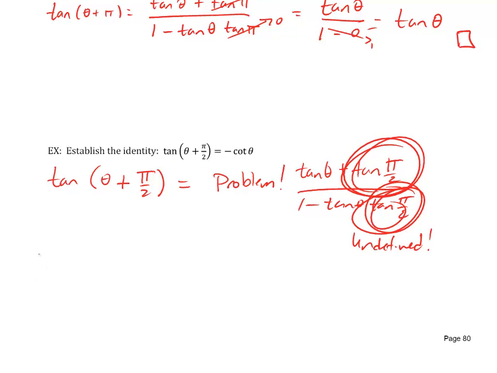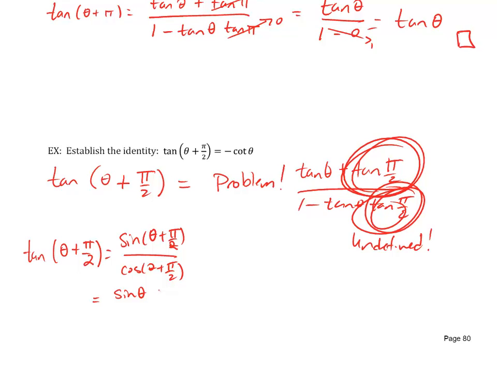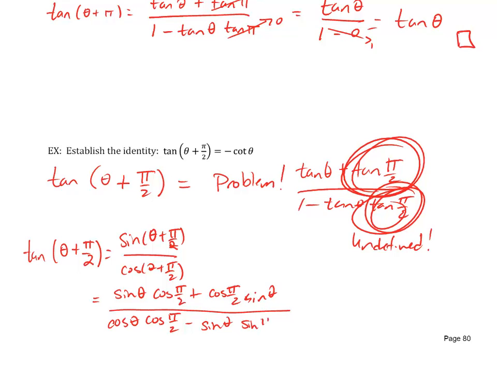Let's go back and just think of tangent in terms of what we know it to be in terms of sine and cosine. What if I did sine of theta plus pi over 2 on top and cosine of theta plus pi over 2 on bottom? Well, that's going to give me a sine of theta cosine of pi over 2 plus cosine of pi over 2 sine of theta. On bottom, I'll have cosine of theta cosine of pi over 2 minus sine of theta sine of pi over 2.